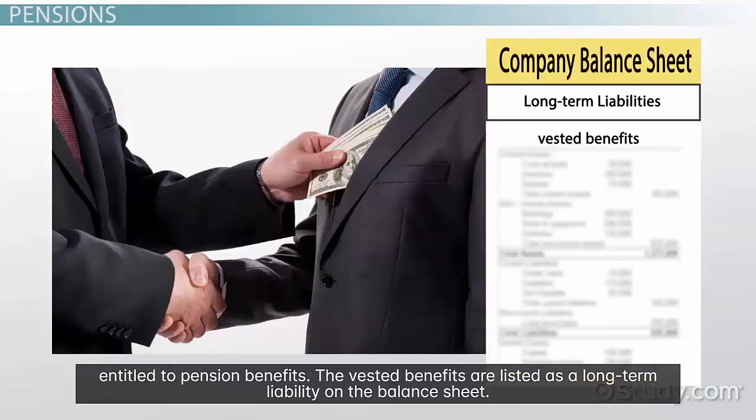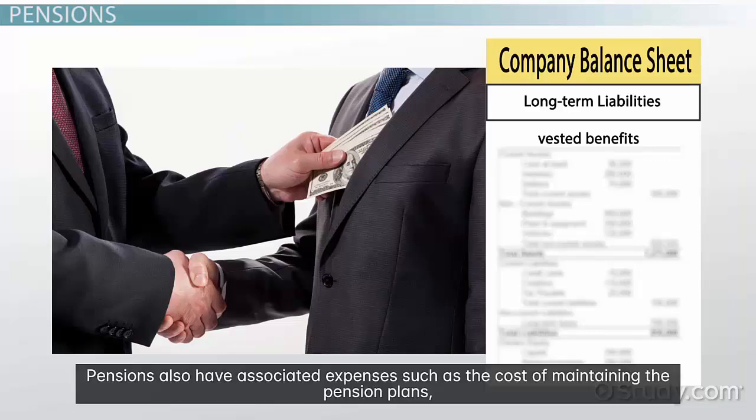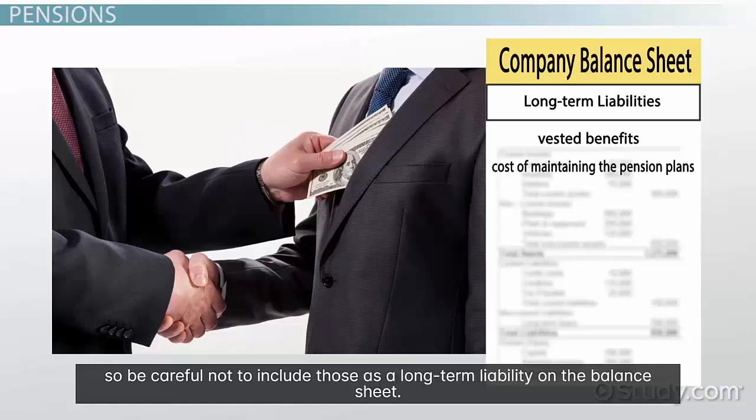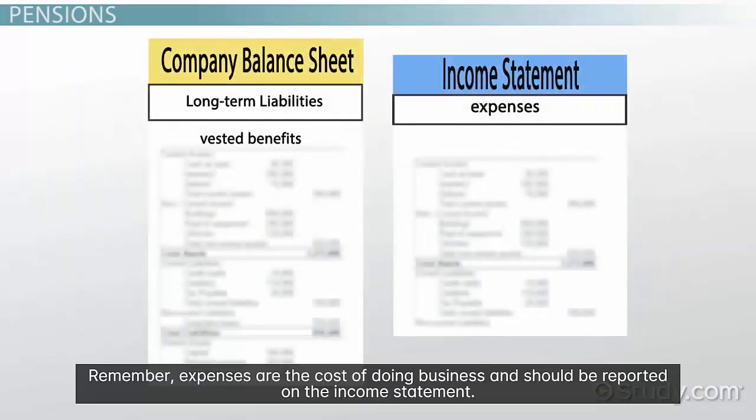The vested benefits are listed as a long-term liability on the balance sheet. Pensions also have associated expenses such as the cost of maintaining the pension plans. So, be careful not to include those as a long-term liability on the balance sheet. Remember, expenses are the cost of doing business and should be reported on the income statement.